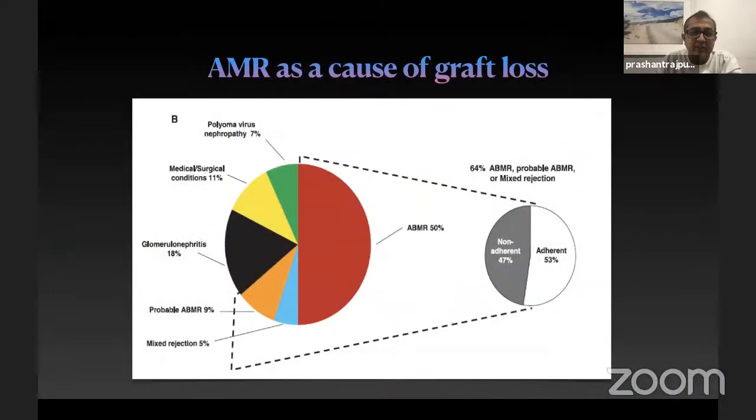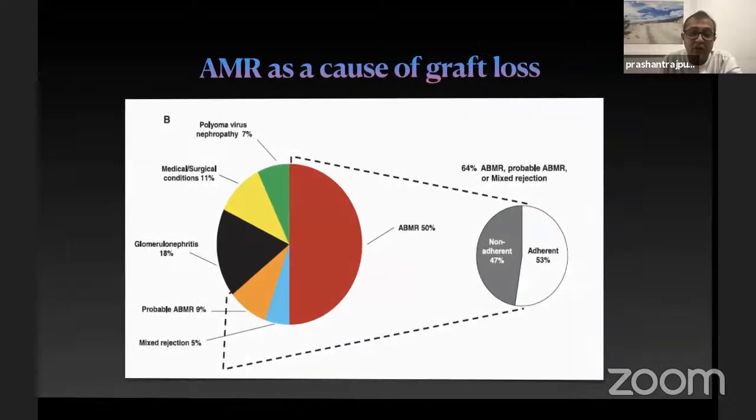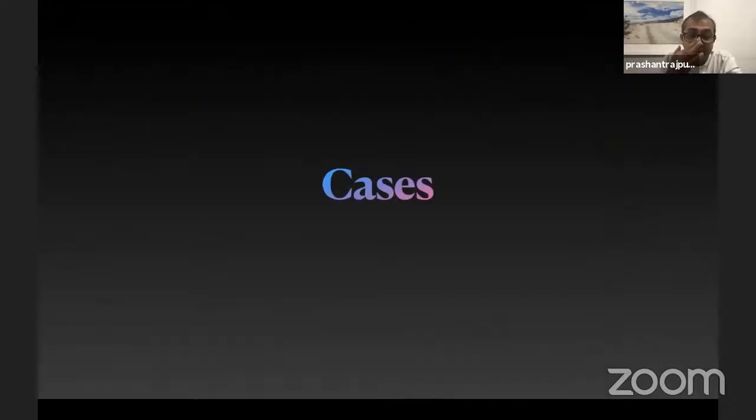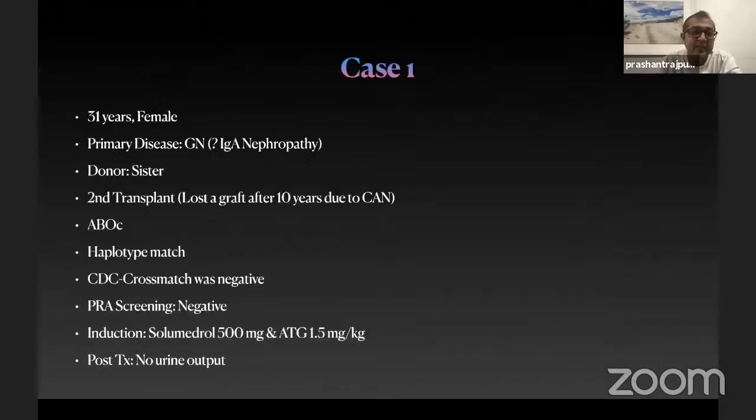When we look at the various causes of graft loss, it has been seen that about 65% of these patients eventually develop antibody-mediated rejection, that is chronic ABMR. Very few are mixed rejections, and this is the major reason for loss of the graft. We come to the cases.